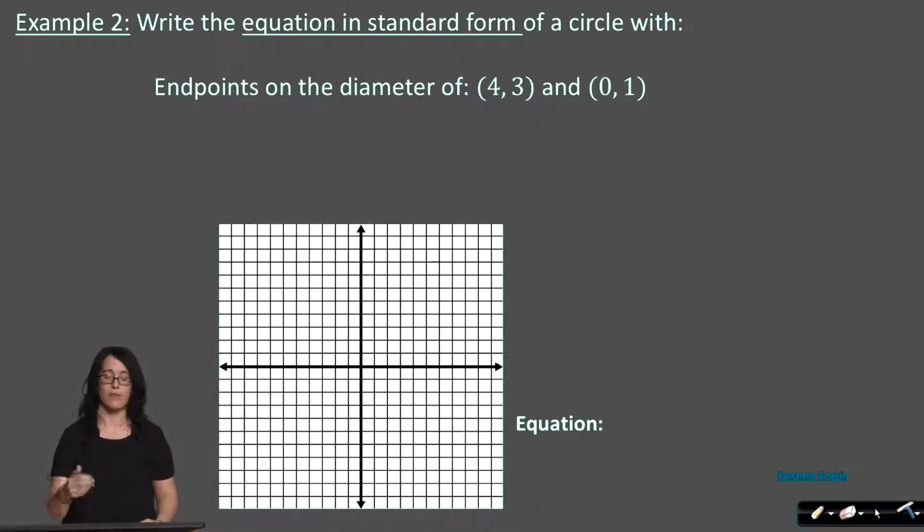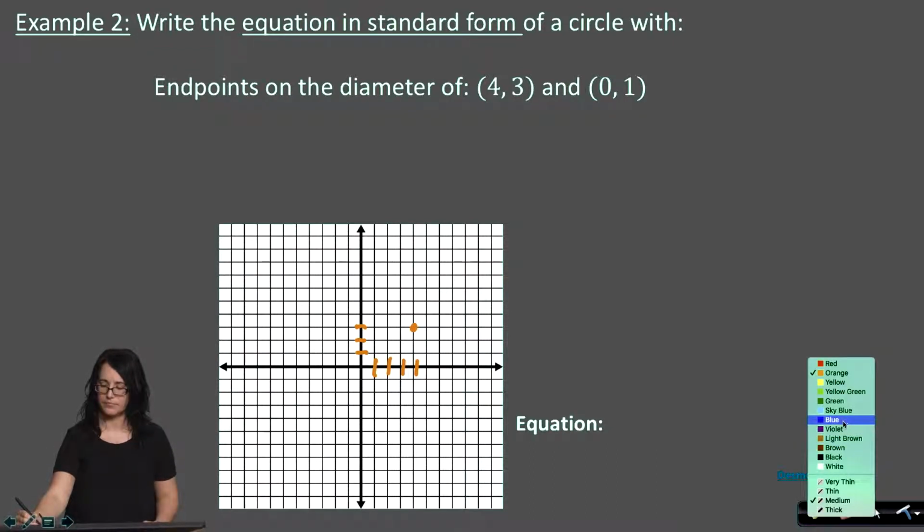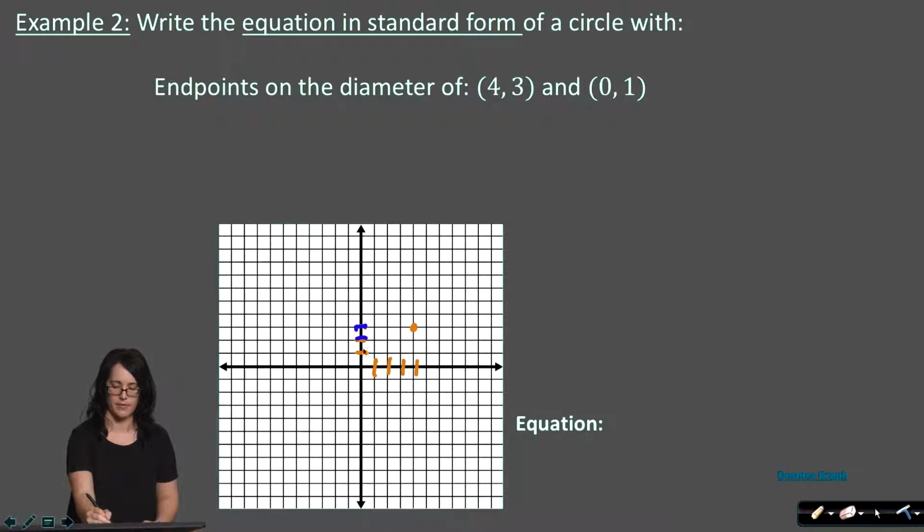So let's take a look at what this means on our graph here. 4, 3 is one of our endpoints on the diameter. So let's grab a color. 1, 2, 3, and 4, and then up 3 units. So 4, 3. That's one of our endpoints on the diameter of the circle. Get a better color for you to see that. There you go.